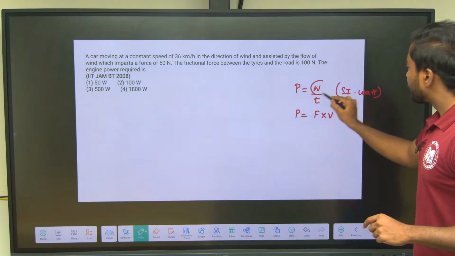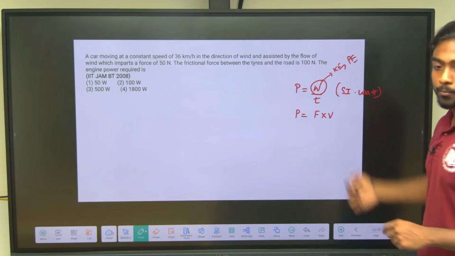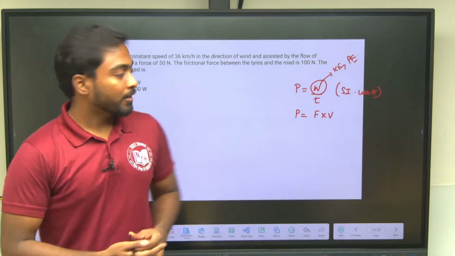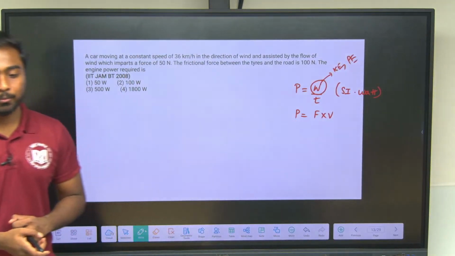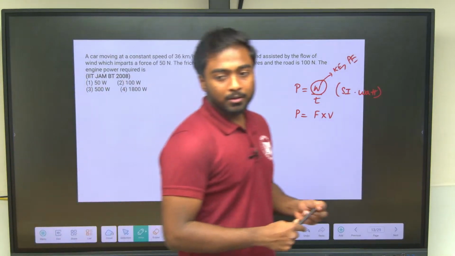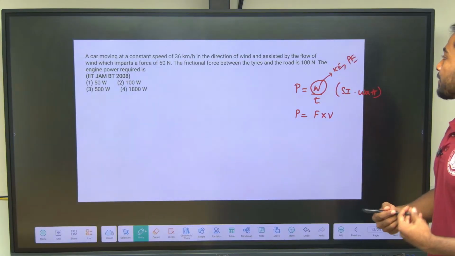So I can use this work done as kinetic energy also or potential energy also. Kinetic energy also, potential energy also. So work done is nothing but it's equal to energy only, no? So energy is nothing but capacity to do work. Okay. So can you give the answer for this question now?